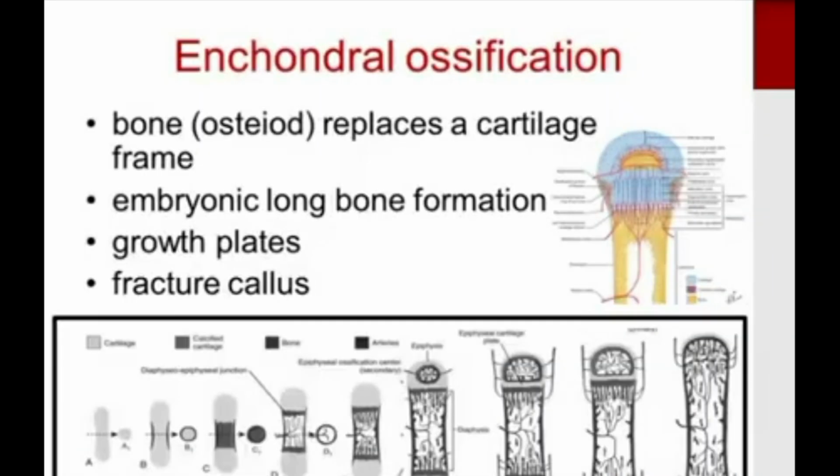There's two different types of way bone forms, enchondral ossification and intramembranous ossification. Enchondral ossification is how the long bones of the skeleton form. It's also important because this is how fractures heal in most cases. You'll have enchondral ossification occurring at your growth plates as well as fracture callus. Here you have bone or osteoid, which replaces a cartilage frame.